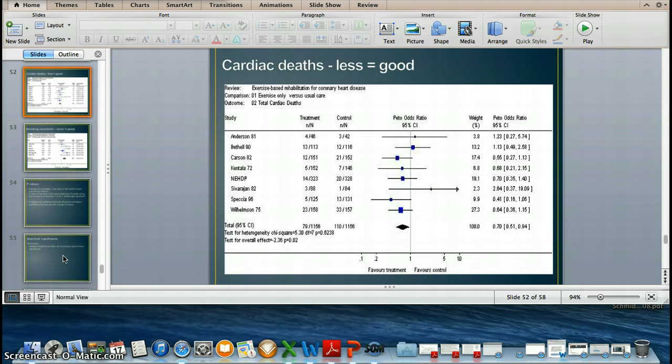So this is just a quick look at graphs. Now this is an exercise-based rehabilitation for coronary heart disease study, and it's comparing exercise versus usual care, and the outcome is total cardiac deaths. So in this case, we want less to be good. We want the number of cardiac deaths to be low. Okay, so this is just an example.